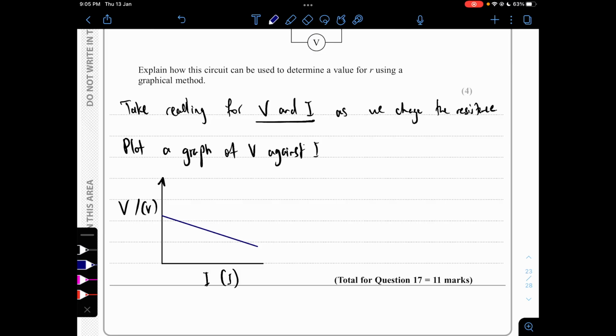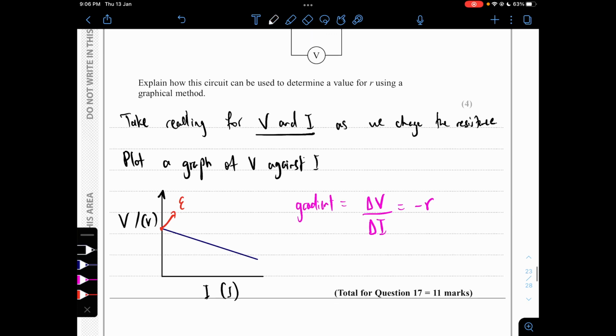This will be our line, and then we can say gradient equals delta V over delta I. This will give us negative R. And just for your knowledge, this is our intercept E. So good. This is how we get our 4 marks. 1 mark for talking about the readings as we change the resistance. Second mark, draw the graph, so you can either plot it or just draw it. And then the last mark for getting the gradient.